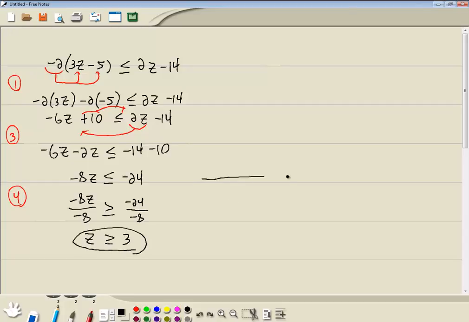Now for our graph, greater than or equal to, if there's a line underneath, like right here, then that means it includes that value. So we put a bracket for includes. And it's greater than, so we're shading to the right. And that would be our graph.